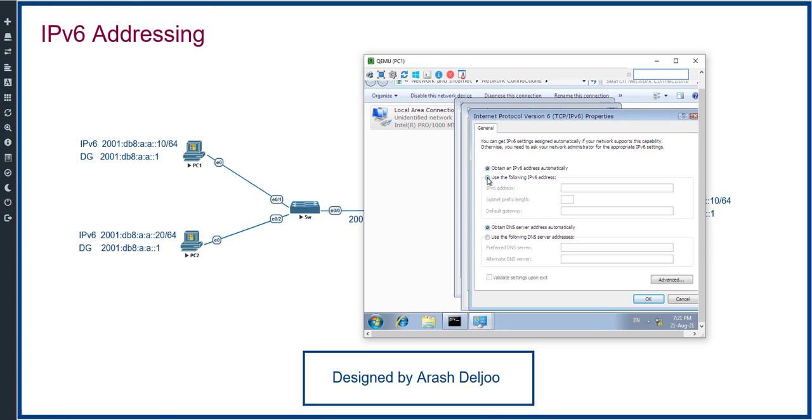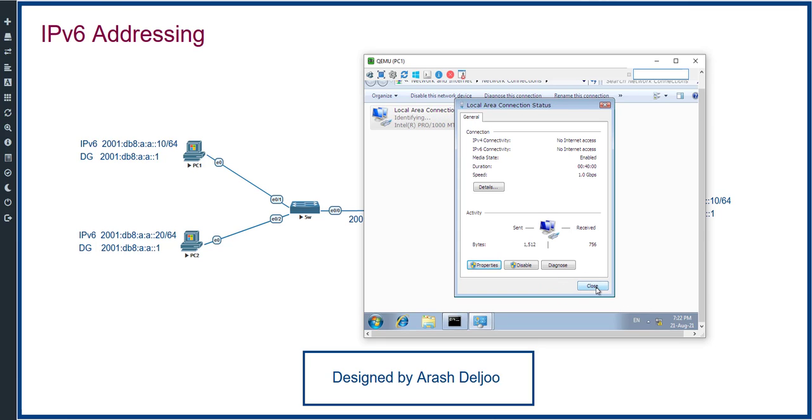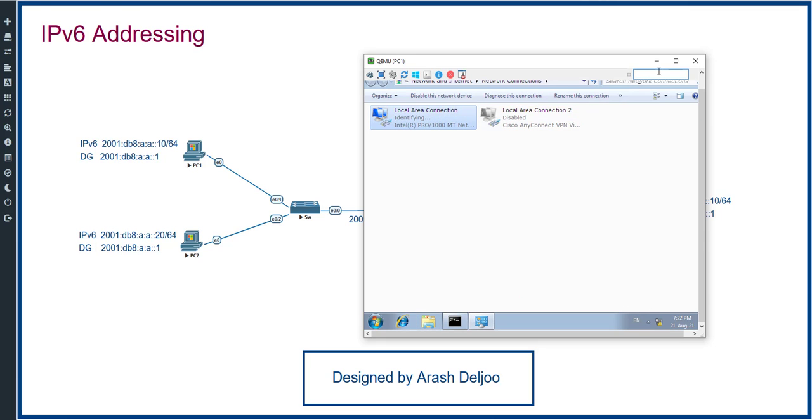IPv6 address manually. Because of that, use the following IPv6 address. The IPv6 address of this interface is 2001:db8:A:10. Okay, and the subnet prefix length is 64, and the default gateway is 2001:db8:A:1. That's it. So easy. Okay, and then close. This is the PC1 configuration.